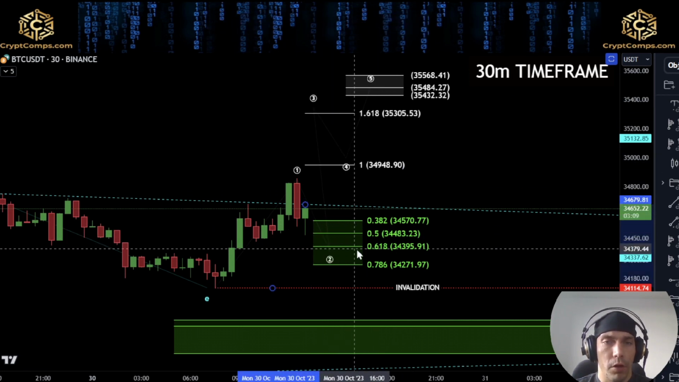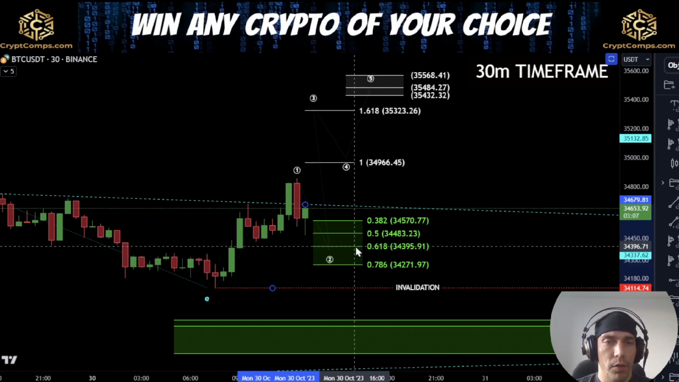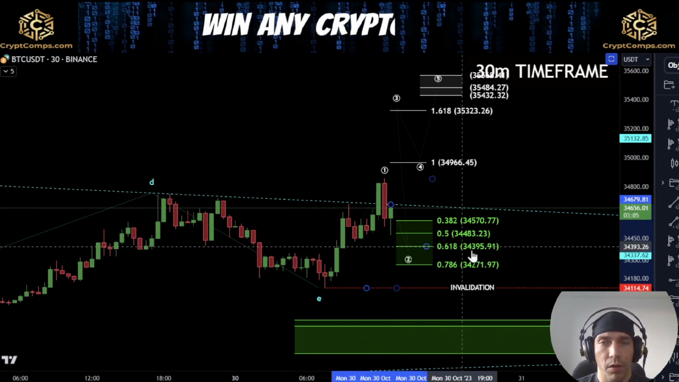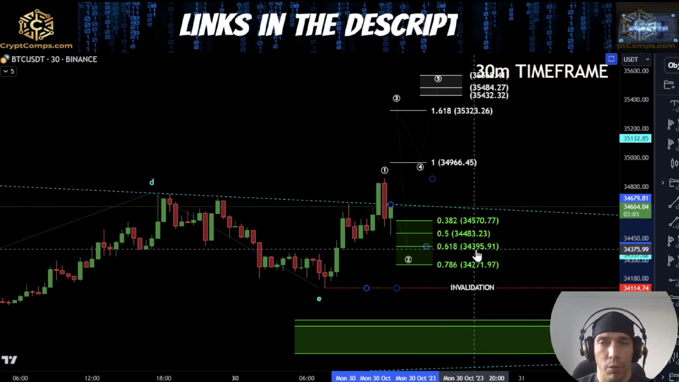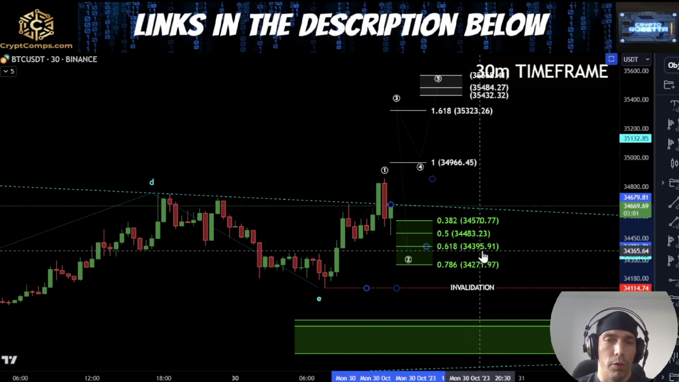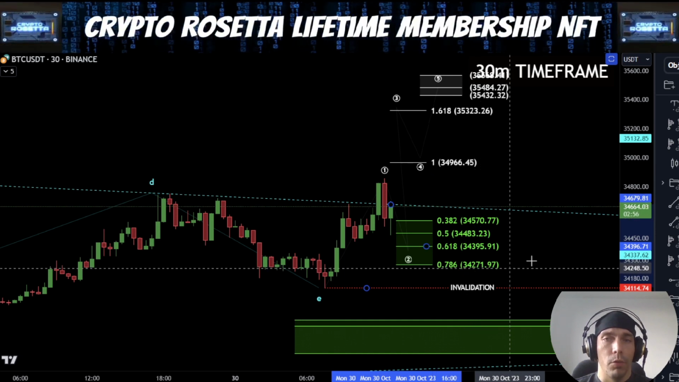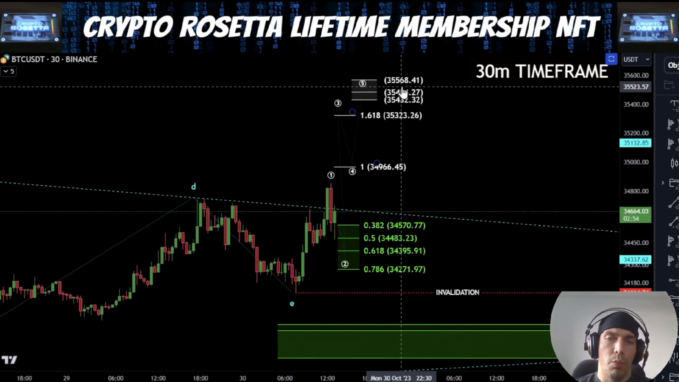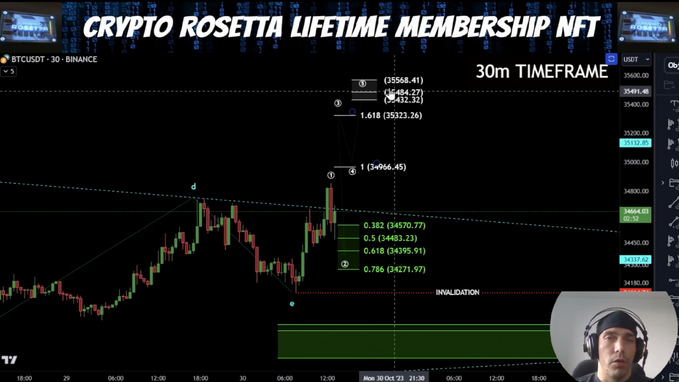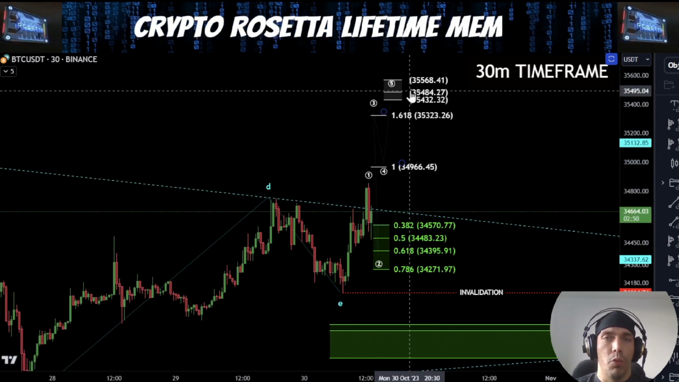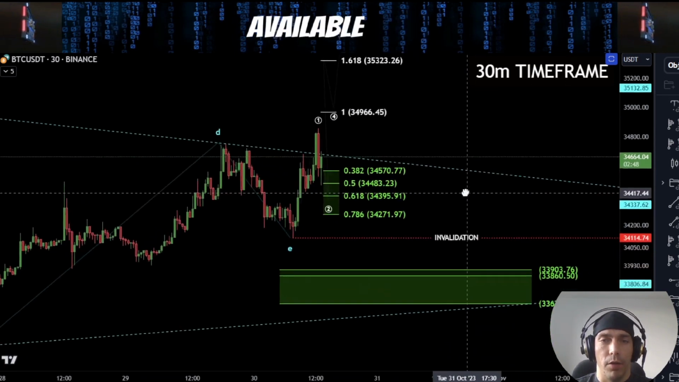If, however, we push down deeper here and we see these lower levels get revisited, this 0.618 is going to be an interesting zone if we do push down one more time towards this 34,395. Alternatively, this 786 at this 34,271. So this would be looking for one more push to the upside here, looking to complete that bearish move, and then we'd be looking for that break to the downside.